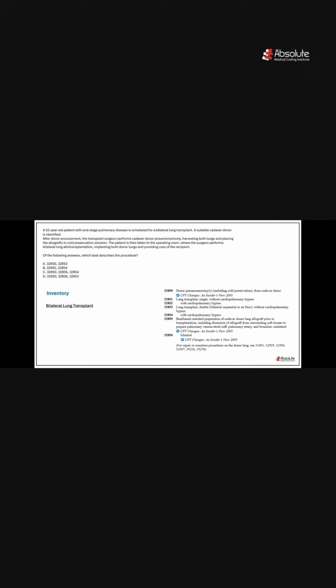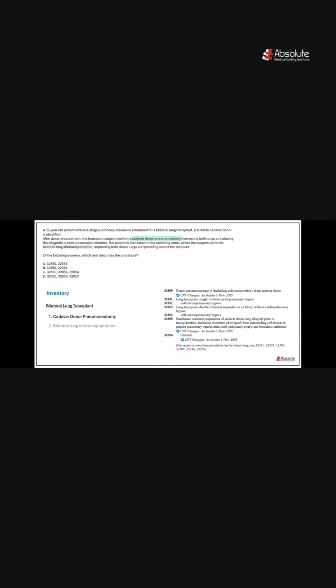All right, coders. So let me walk you through this scenario. We'll code this together, and let's do the inventory first. We have a bilateral lung transplant procedure performed, and the first step is your cadaver donor pneumonectomy. Yes, cadaver donor pneumonectomy was performed. You can see after the donor procurement, the transplant surgeon performs a cadaver donor pneumonectomy. So that was clearly documented.